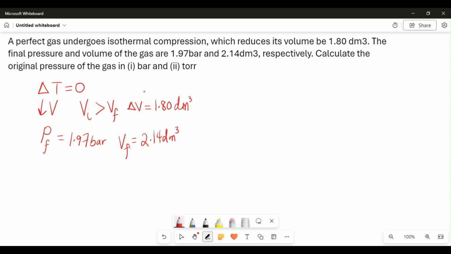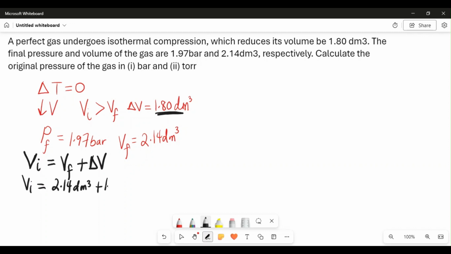If you remember correctly, I mentioned that the initial volume is greater than the final volume, and then we have the change in volume to be 1.8. So that just means that our initial volume, we can solve for it here, is going to be the final volume plus the change in volume. And our initial volume is going to be final volume 2.14 dm cubed plus 1.8 dm cubed to get 3.94 dm cubed. You can see how the initial volume is greater than the final volume. That's to tell you that it's really a compression.